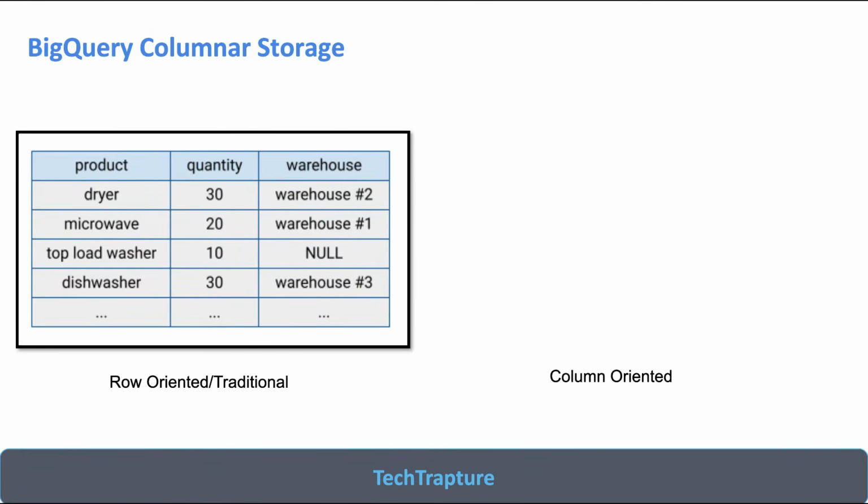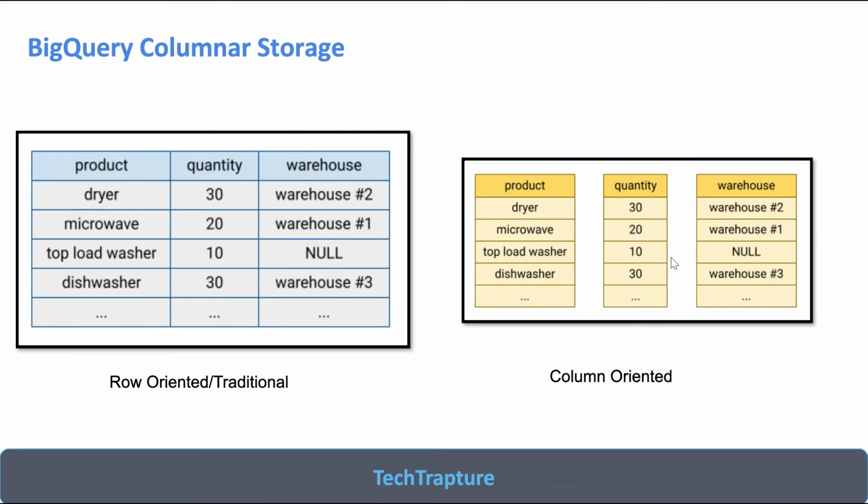So let's say I have one record for which the product value is dryer, quantity is 30, and warehouse is warehouse 2. So in this case, this complete record will be stored in a single block of memory, or stored in the same place, because the data is stored record by record. So the first record is stored in one place, then the second record will be stored in another place, then the third record, then the fourth record. So the values will go by row. So it is the row-oriented storage, that is the traditional storage.